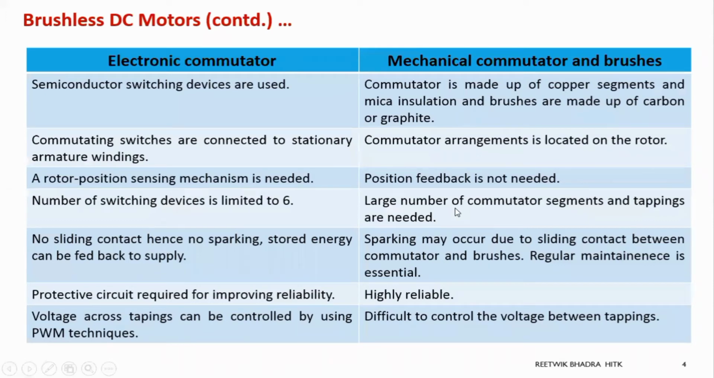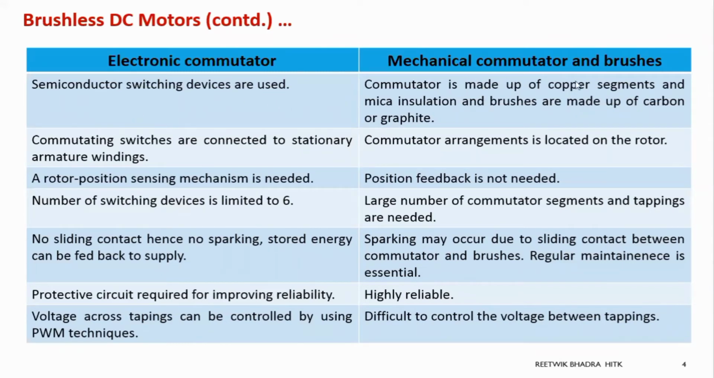Next, I have made some points of difference between the electronic commutator and the mechanical commutator and brushes. The DC machines have a mechanical commutator, and now the commutation is done through our power electronics. So using power electronics, the basic essential thing is that we need some switches. So the first point relates to that: semiconductor switching devices are used.